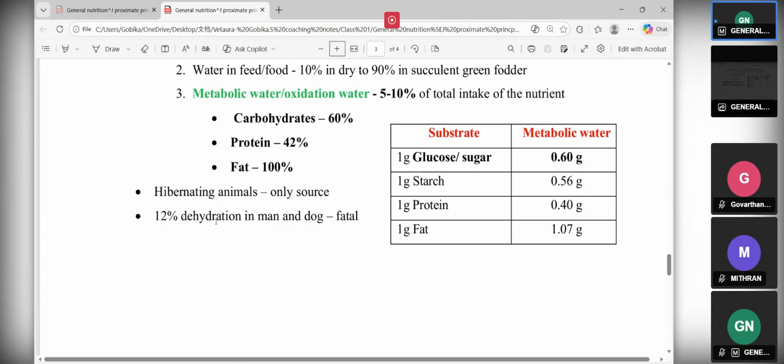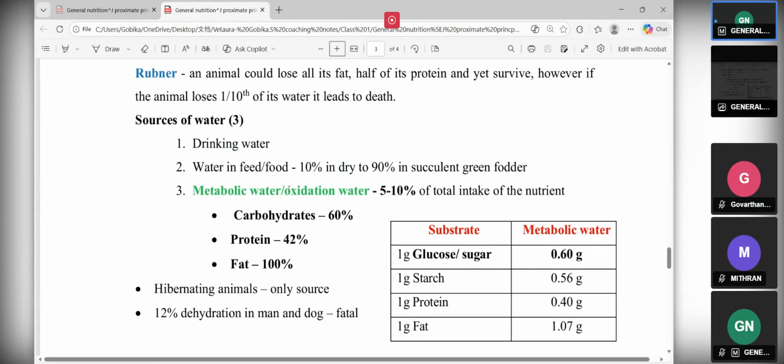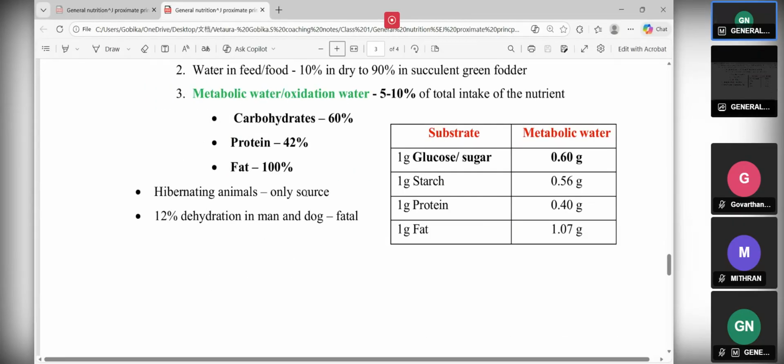Then in hibernating animals, the only source of water is metabolic water. Most of the statements they will ask say that hibernating animals will get a source of water from drinking water, water in feed, and also metabolic water. Like that, they will mention and ask whether this statement is correct or wrong. So we should know that in hibernating animals, the only source of water will be the metabolic water or oxidation water. That is 5 to 10% of the total intake of nutrient.